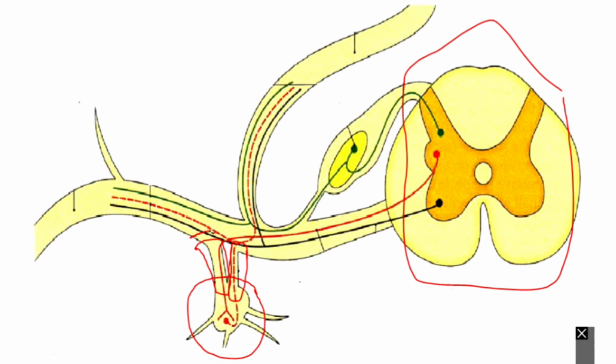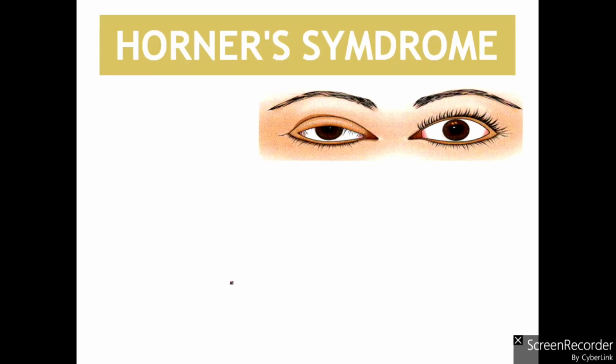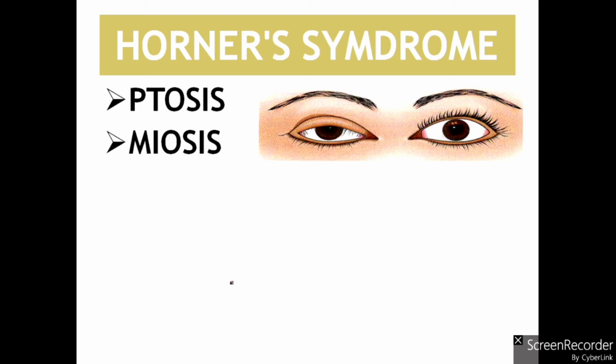So, if T1 is injured proximal to or near the white rami communicantes, then there are chances the person might get Horner's syndrome. What happens in Horner's syndrome is there is ptosis, which means drooping eyes. There is miosis, which means excessive constriction of the pupil of the eye.